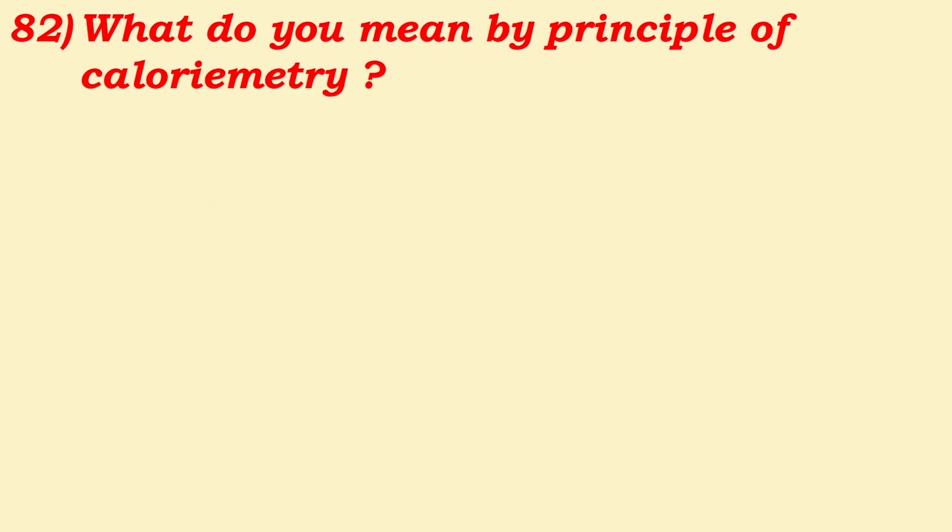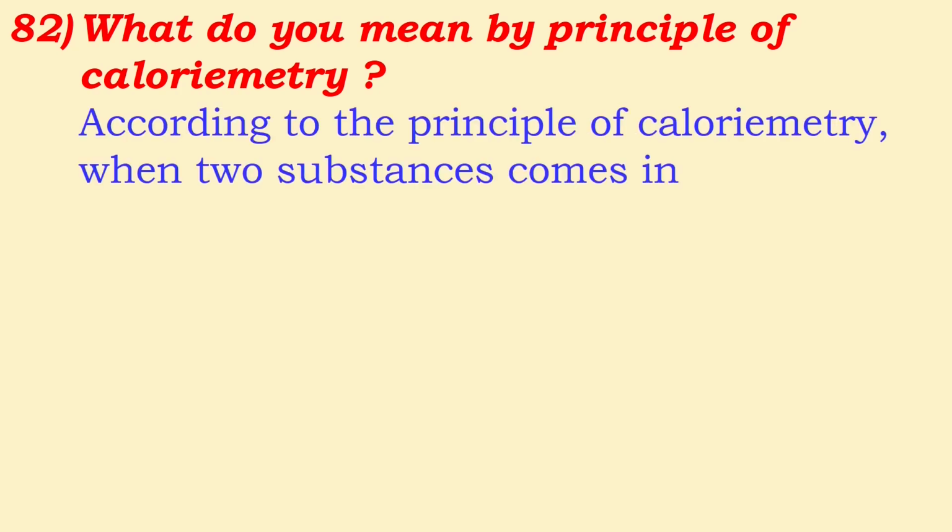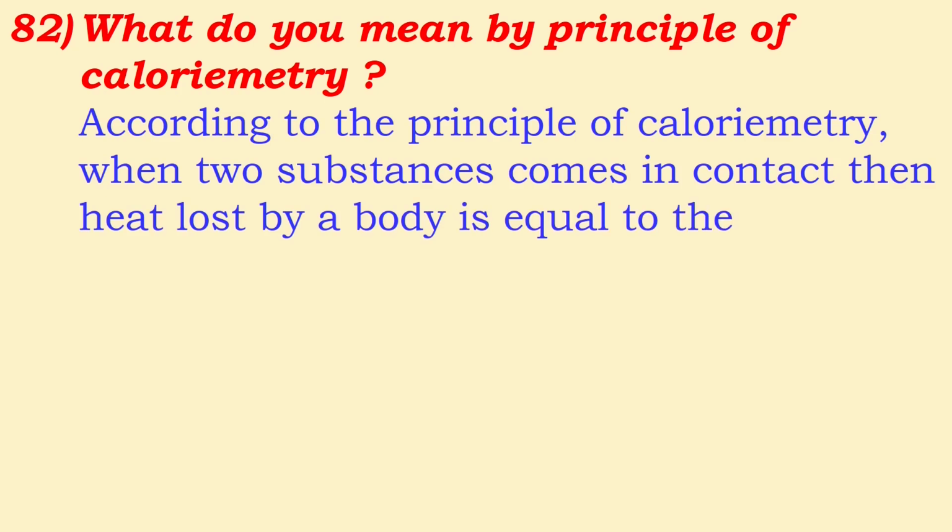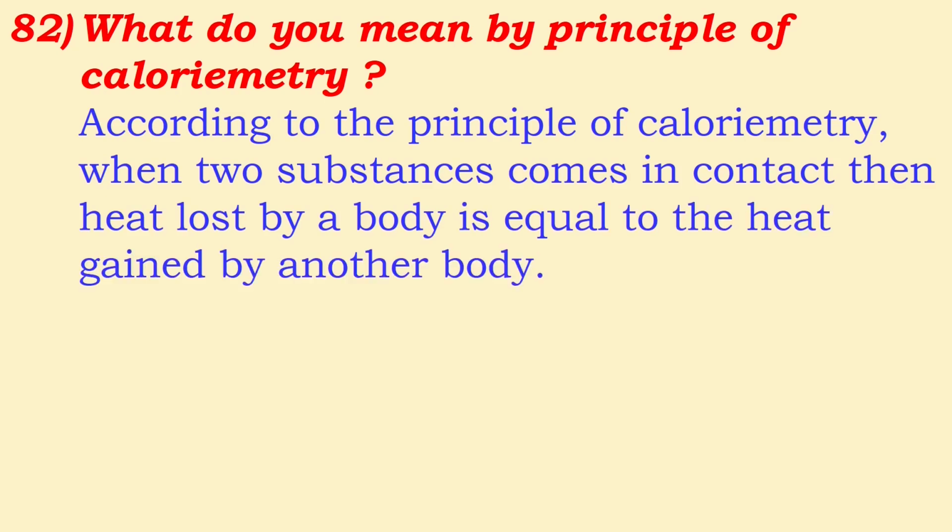Now I am going to tell you something other than a numerical problem. What do you mean by the principle of calorimetry? This is the principle. What does it mean? According to the principle of calorimetry, when two substances come in contact, the heat lost by a body is equal to the heat gained by another body. No matter whether they are solid, liquid or gas.